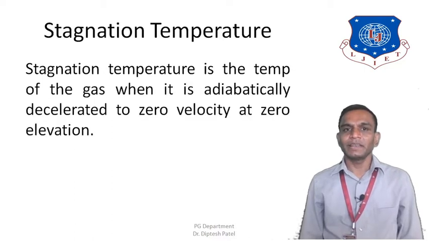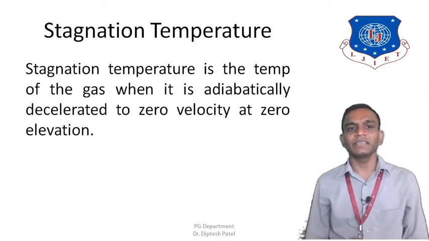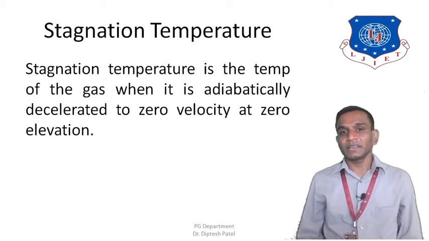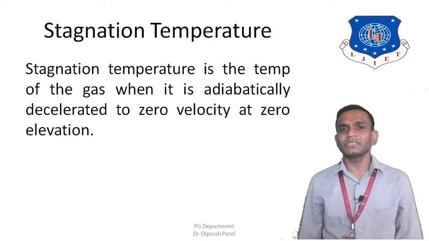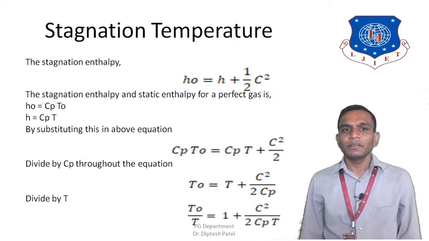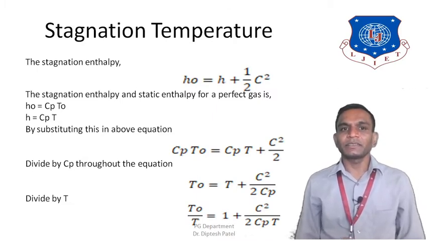So, let's start with the stagnation temperature that you can see in the slide. First of all, what is the stagnation temperature? Stagnation temperature is the temperature when the gas which is flowing, considered as a fluid, is adiabatically decelerated to zero velocity at zero elevation. So, it is basically the temperature when the gas comes to rest adiabatically. Now, we need to find out how to find the stagnation temperature.